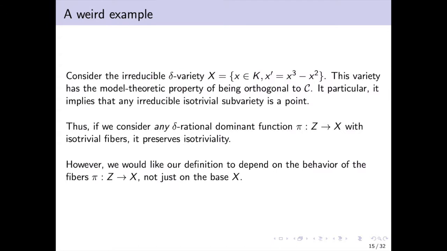Okay. So, a sort of weird example of something that preserves isotriviality. Consider this delta variety given by x prime equals x cubed minus x squared.